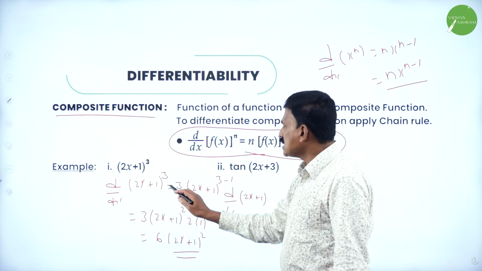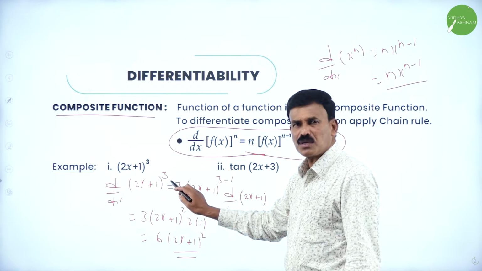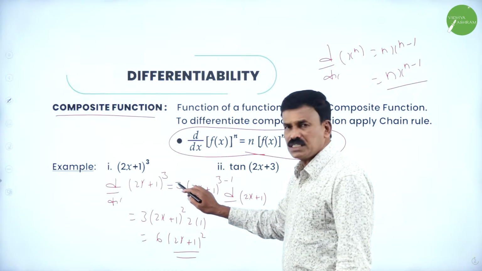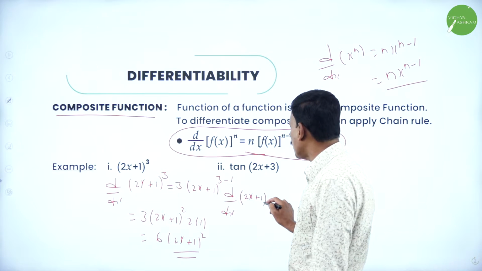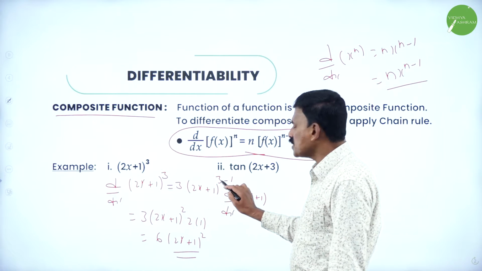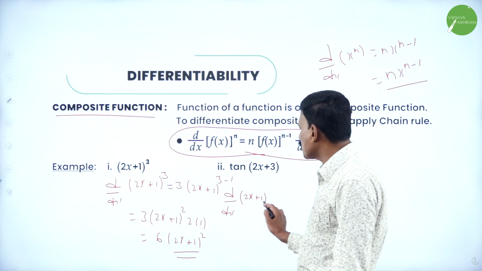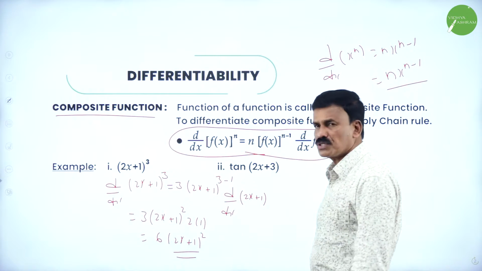So, this is d by dx of 2x plus 1 whole cube, which is nothing but f of x to the power of n. F of x is 2x plus 1, and n is 3. So, 3 times f of x to the power of n minus 1 into d by dx of inside function 2x plus 1. 3 into 2x plus 1 whole raised to 3 minus 1 is 2, into 2 constant, differentiation of x is 1 plus 1 constant 0. 2 into 3 is 6 times 2x plus 1 whole square.